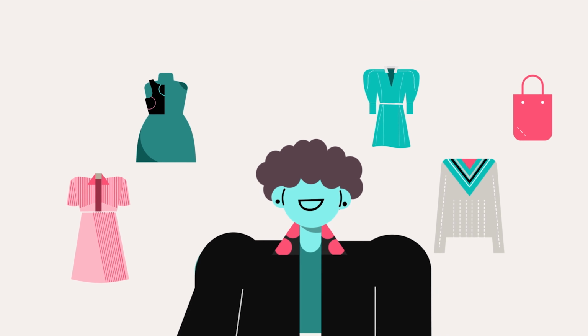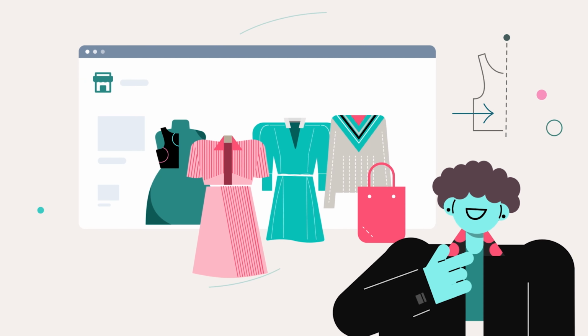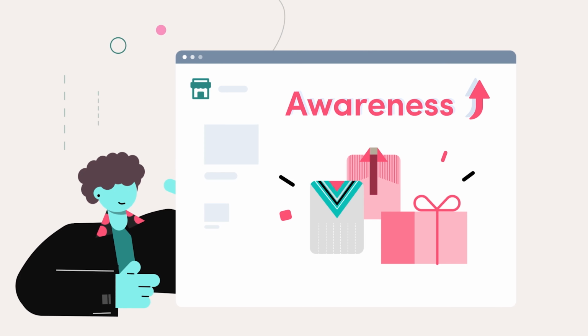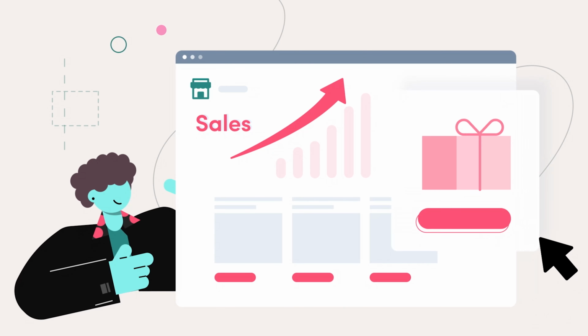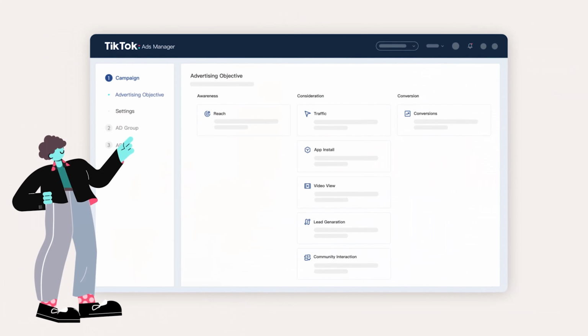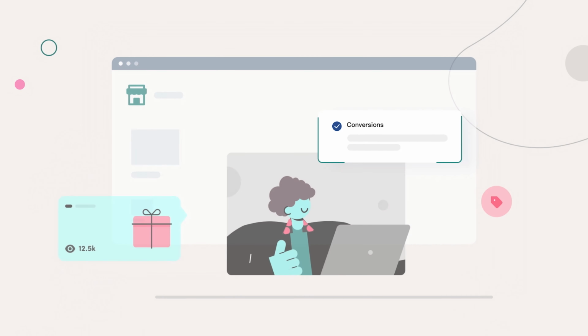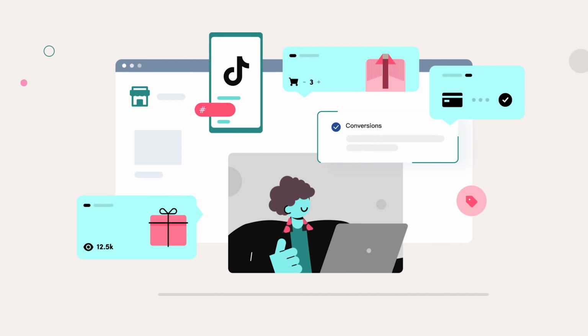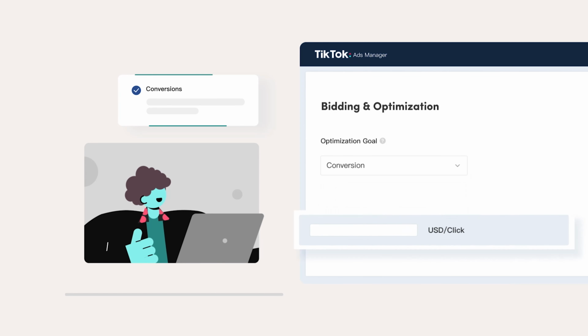Charlie is a fashion designer who recently debuted a new clothing line on their online store. Rather than raise awareness about their new products, Charlie wants to use their advertising budget to drive sales on their website. To do this, Charlie needs to select the conversions objective. The conversions objective will allow Charlie to choose an action they want people to perform on their website, like placing an order, and how much they are willing to spend for that action to occur.